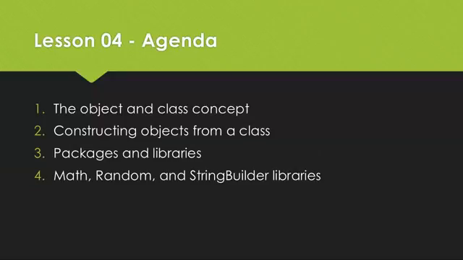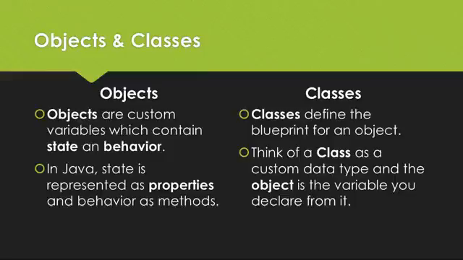Our agenda for today will be to discuss the object and class concept. We'll talk about how objects get constructed from a class, and then we'll get into some examples, and along the way we'll use packages and libraries. And the 3 libraries that we'll use are the math library, the random library, and string builder. First, let's talk about some concepts before we get into the code.